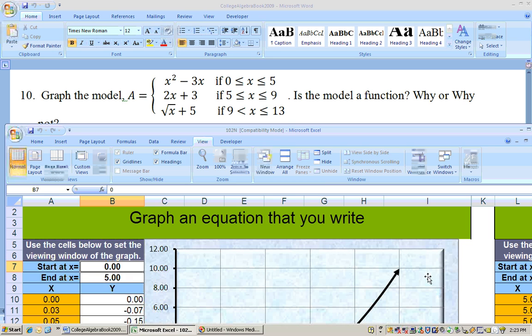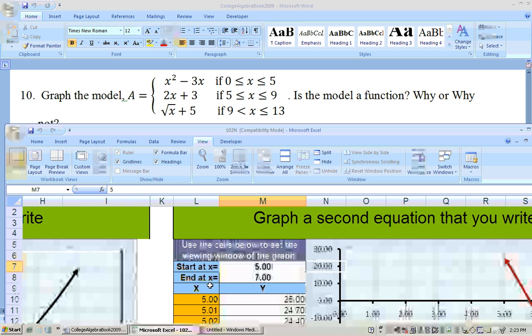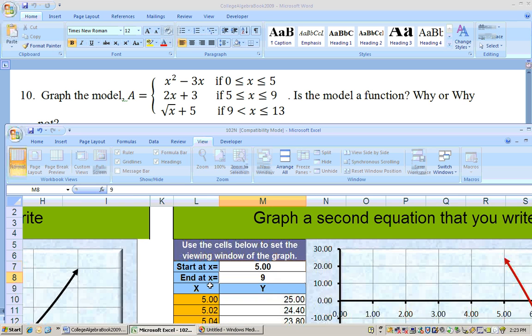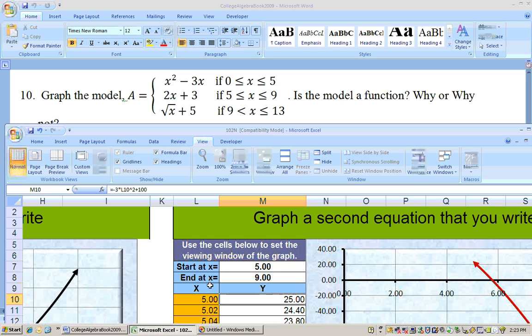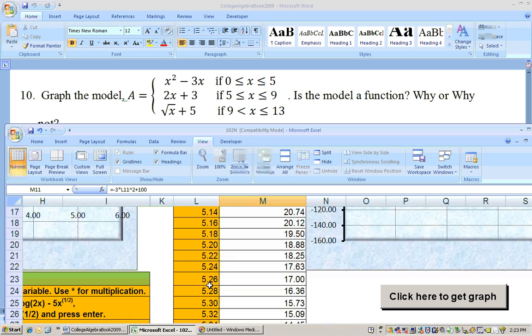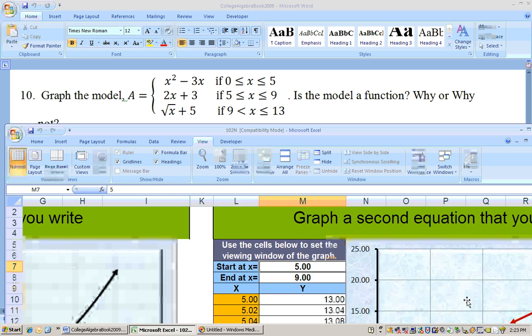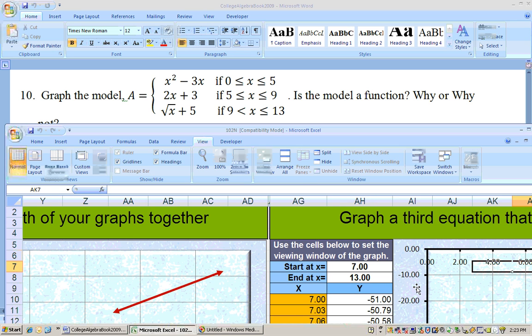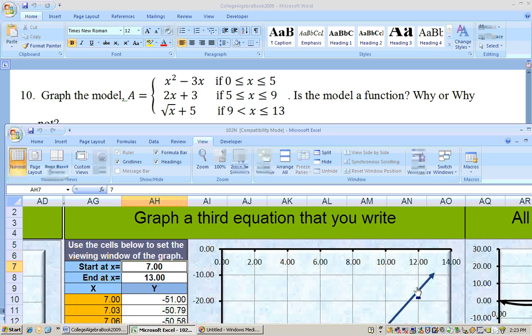Let's go on over and graph the second one. The second one goes from 5 to 9. And let's type that one in. That would be equals 2 times x plus 3. And let's scroll down and click to get the graph here. And then finally, let's go over to the third one. Put in its range, which is from 9 to 13.